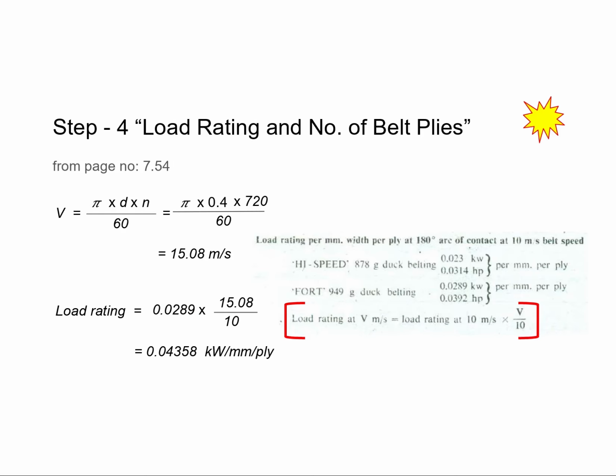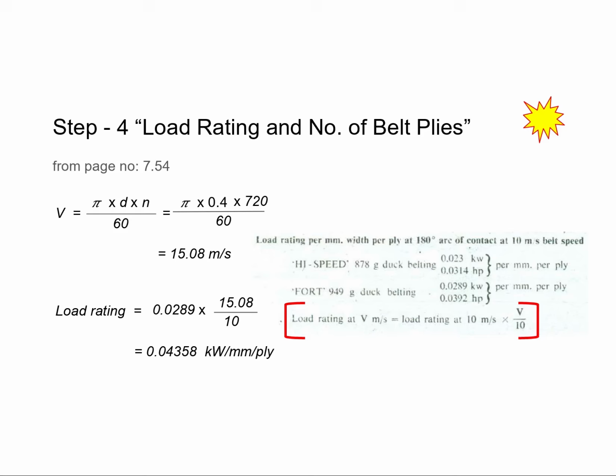Next, step 4, load rating and number of belt plies. For that, we need to find the velocity of the belt. On page number 7.54, the velocity of the belt formula is available. V equal to pi d n by 60. Here d is the diameter of the smaller pulley and n is the speed of the smaller pulley. So when you substitute values, we are getting 15.08 meter per second.